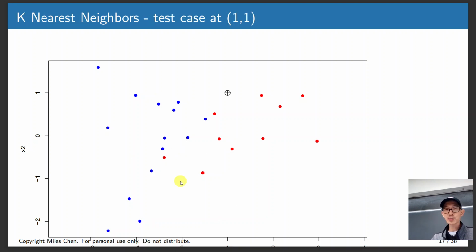Versus this point, would you say this is in red territory or blue territory? I think we'd feel better about saying it's in red territory, right?